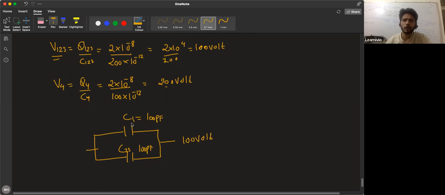So, Anshika, now can you decide what will be the voltage across C1 and C23? The voltage across the combination is V123, which is 100 volt. What will be the value of voltage across C1 and C23, Anshika?